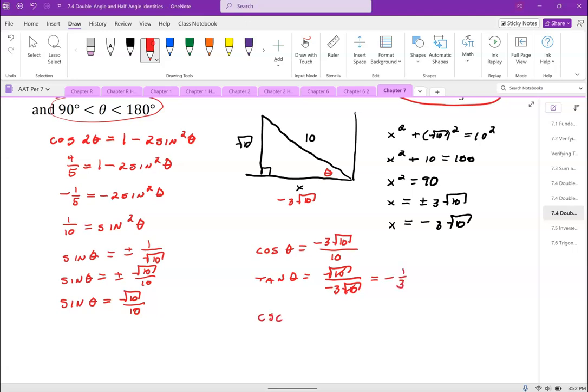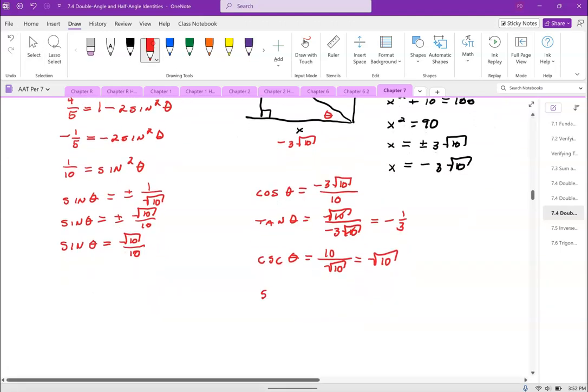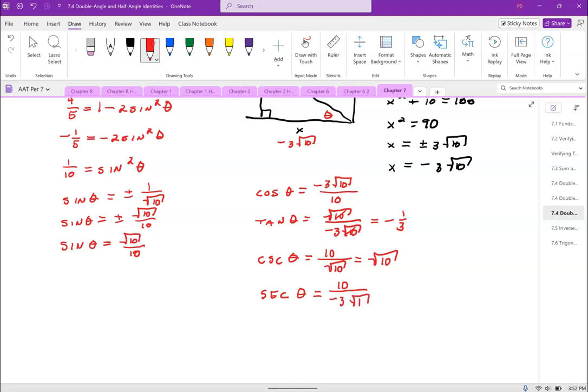Now I'm down to cosecant. Well, cosecant's just the reciprocal of sine, so 10 over root 10, which just simplifies to root 10. And now I'm doing the secant. The secant is the reciprocal of the cosine. So that would be 10 over negative 3 root 10, which simplifies to negative root 10 over 3. And then we have the cotangent, which is just the reciprocal of tangent, which is negative 3 over 1 or negative 3. Okay, so to me, that's the easiest method. By far the easiest method.